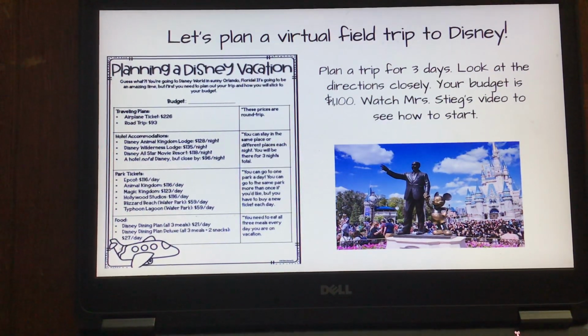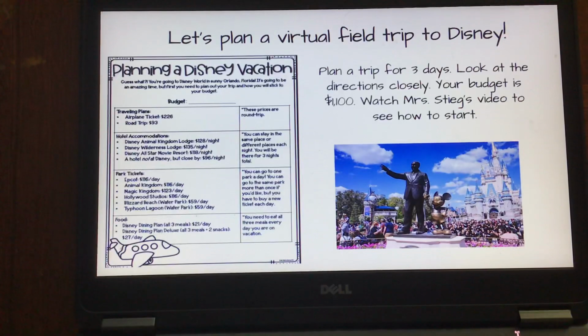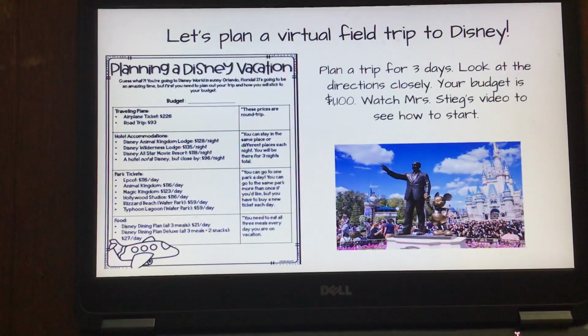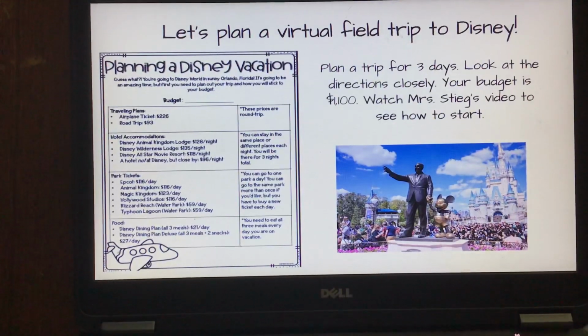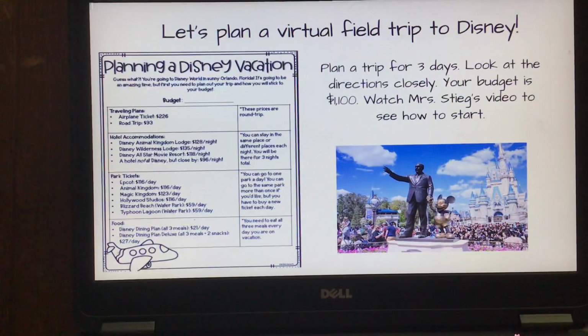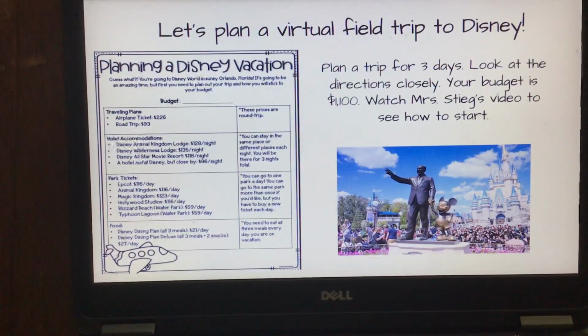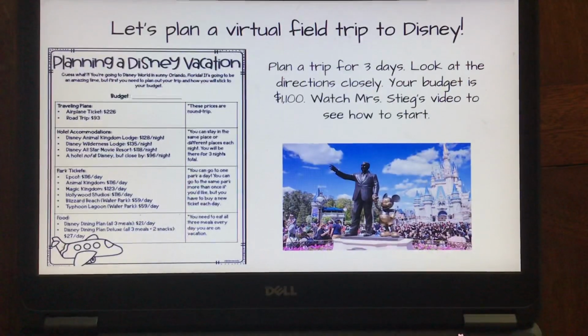Hey kiddos, since we missed a couple of our field trips this year, I thought it'd be fun to plan a virtual field trip to none other than Disney World in Orlando, Florida. So check it out. We are going to plan this vacation and you're going to be gone for 3 days. So you have to look at the directions closely.